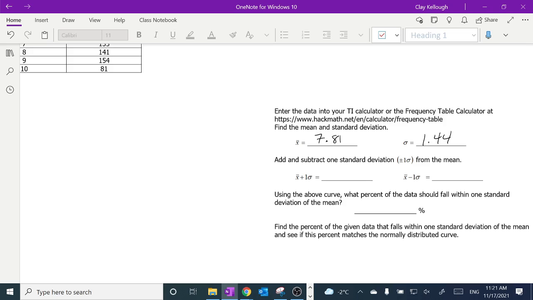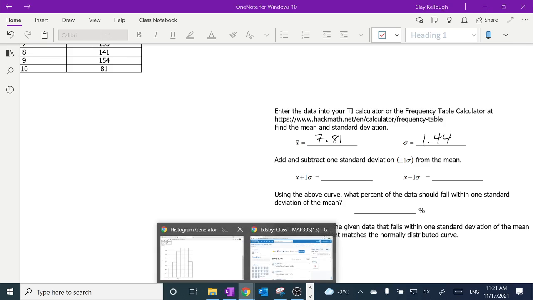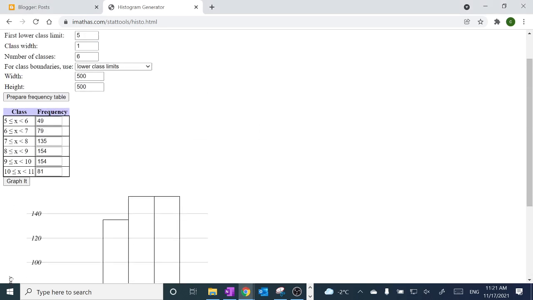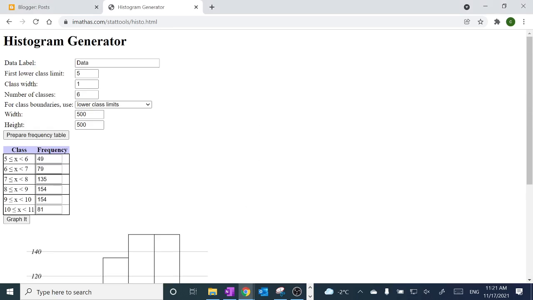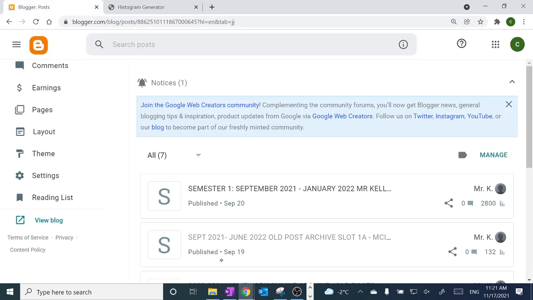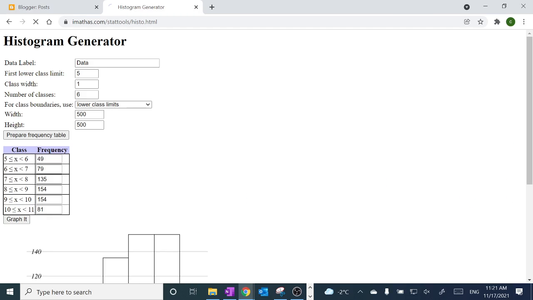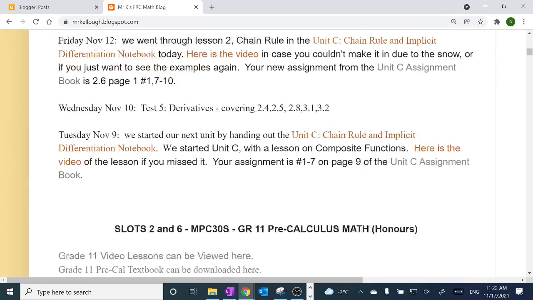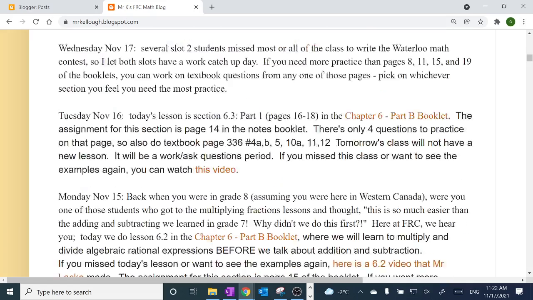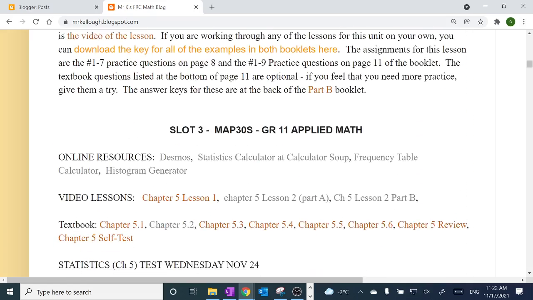Now, how do I do that on the online one? I don't remember. Oh, actually, I can't use this one. It just makes a histogram. I have to use a different one. I'm going to have to open up a new tab. There we go. Okay, so let's use a different online calculator. I forgot that that one only makes graphs.